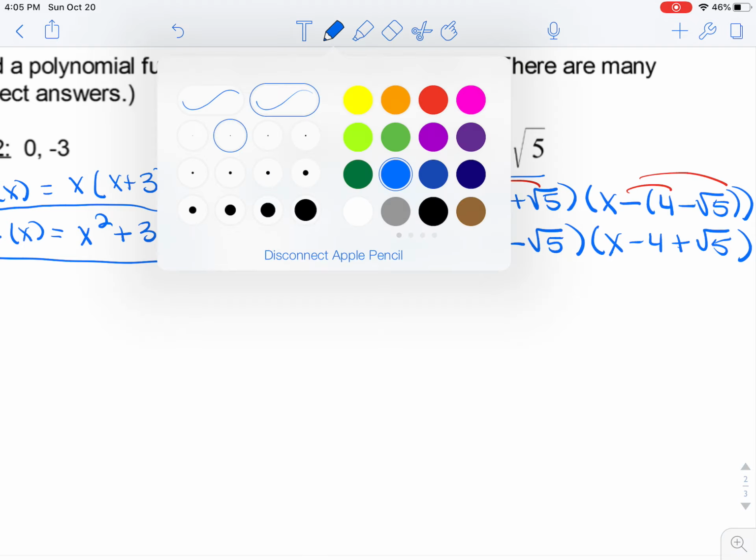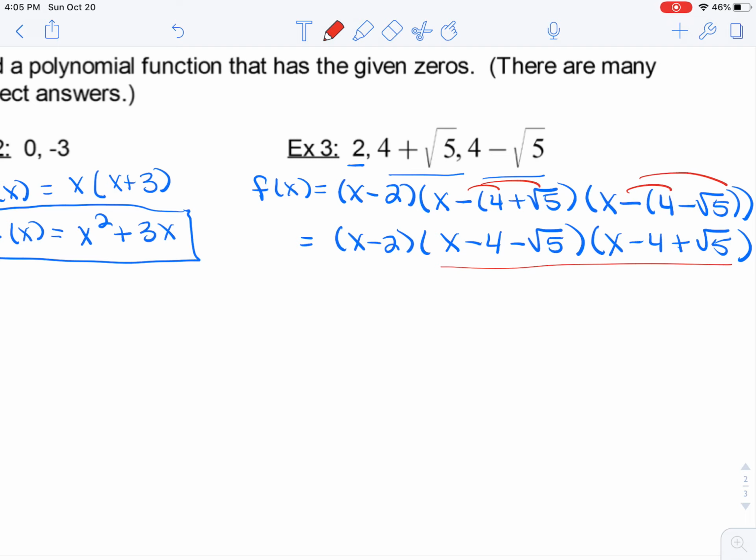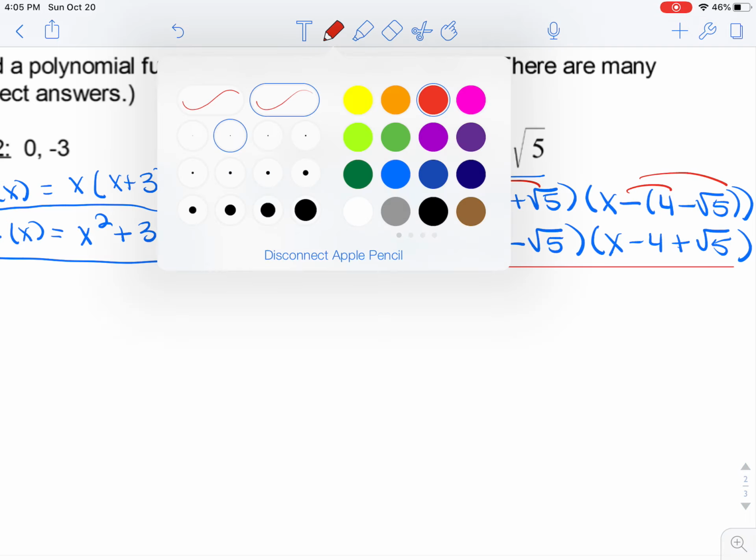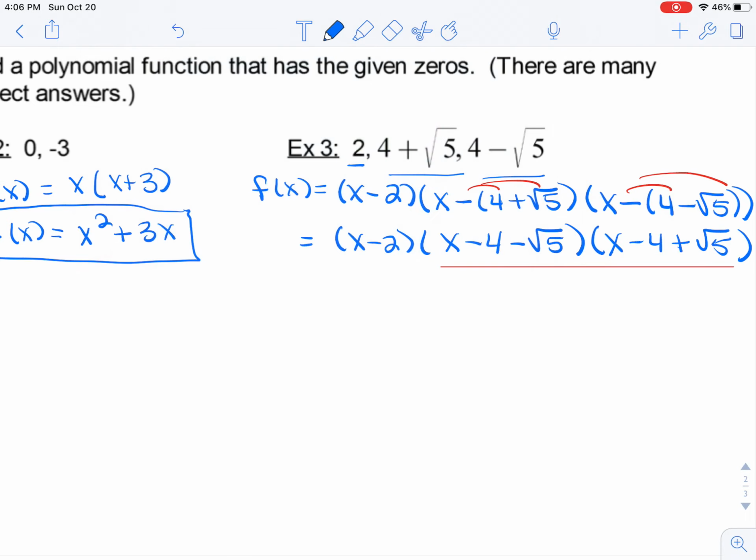So I think it would be easiest to focus on foiling out the last two here. So we would see, okay, x times x, that would be x squared. So let's bring down this x minus 2, so that would be times x squared. X times negative 4, so that would be negative 4x. X times square root 5, so that would be plus x root 5.